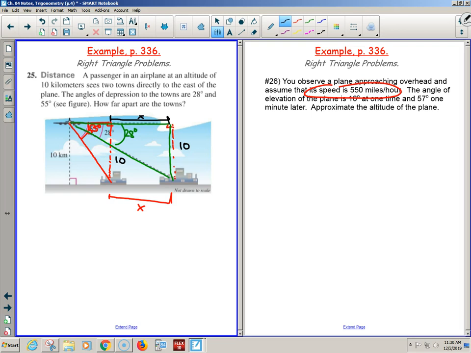Wait, what sides are these guys? If that's opposite, who's this? Adjacent, because this is my right angle, right? And these are the hypotenuses. So all we have to do is say, hey, what's your adjacent for the red? What's your adjacent for the green? And then subtract the two, and then we have our x, no big deal. So guys, what trig puts together angles and opposites and adjacents? TOA!